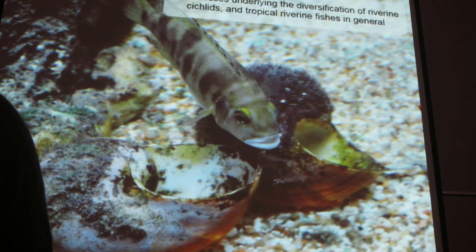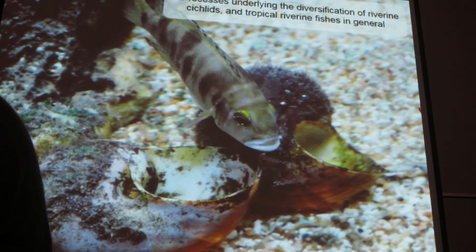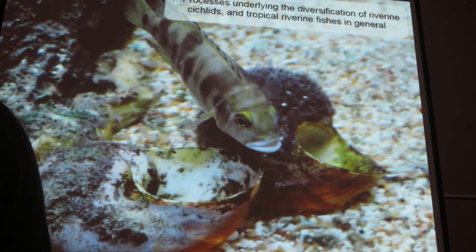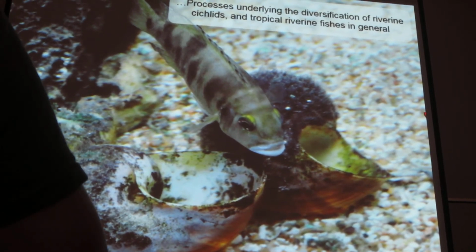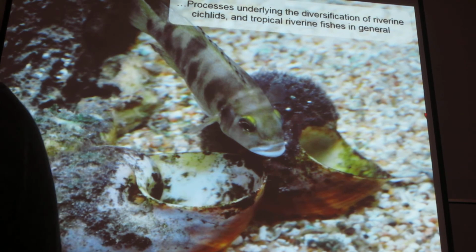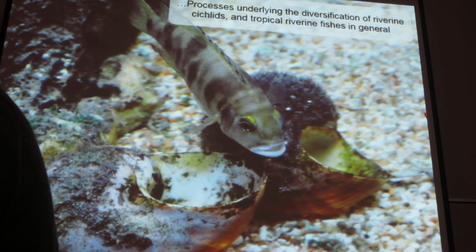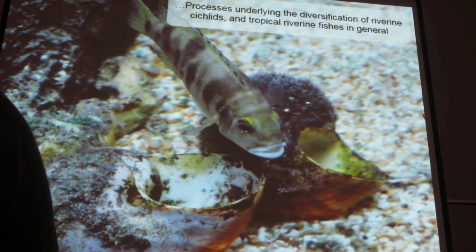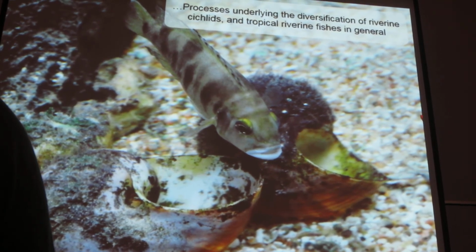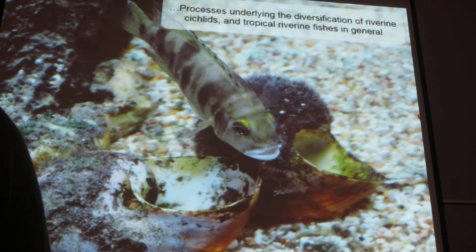So looking into the future, I see trees not as an endpoint, but as a means by which to look at adaptive evolution and historical processes. So I hope to use this tree to look at adaptive evolution and historical ecological processes in the riverine cichlids, and given their diversity and widespread distribution, try and use this to also understand just tropical evolution in general.